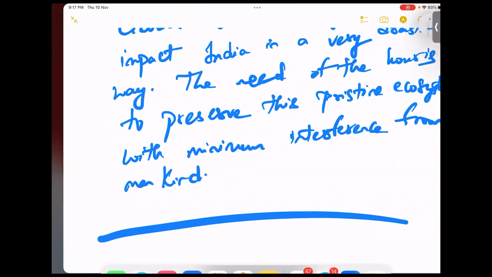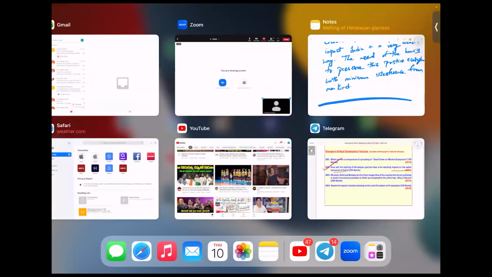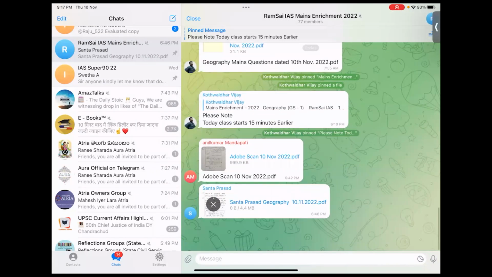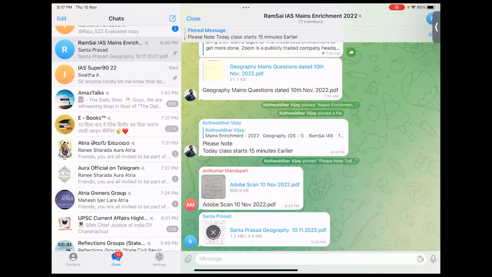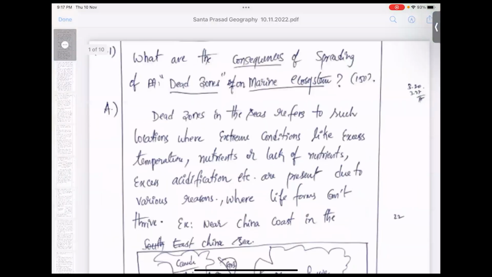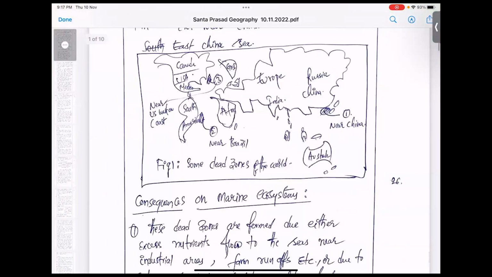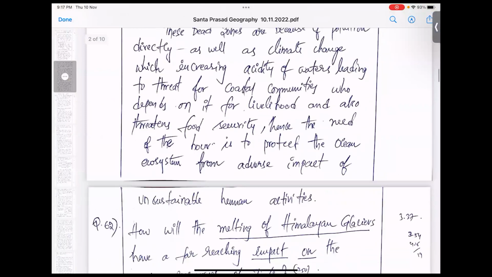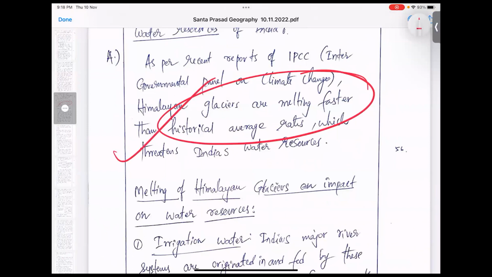Clear? Is it clear, everyone? Yes, sir. Good.